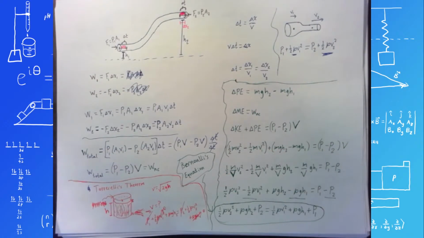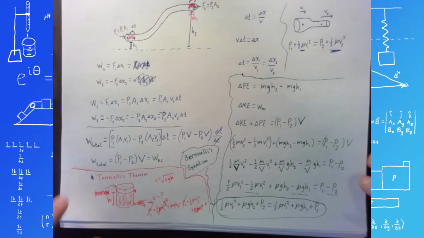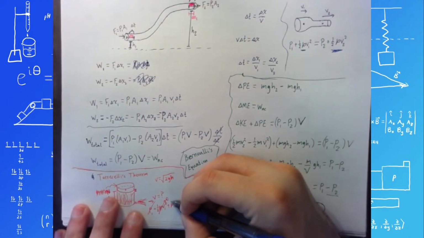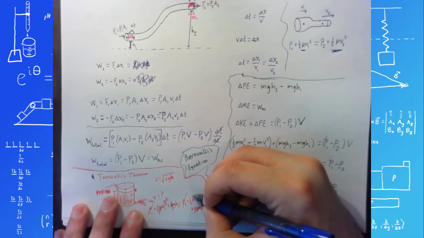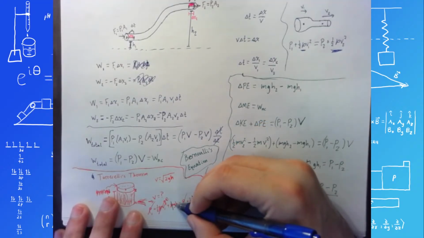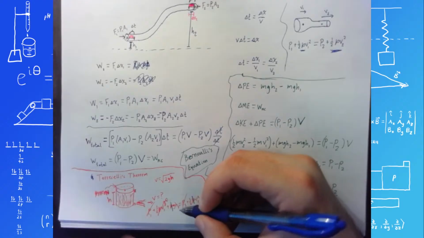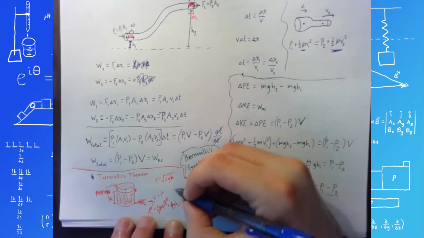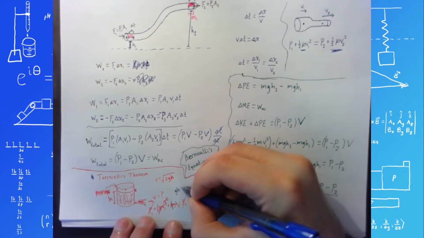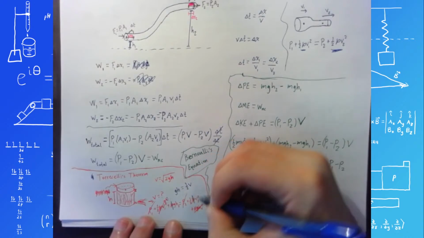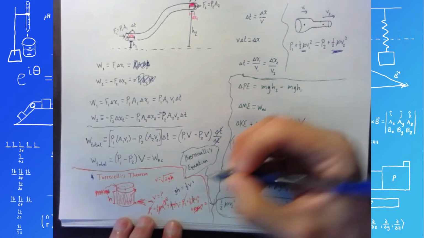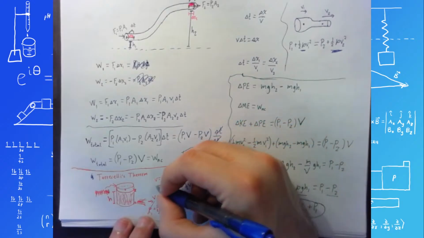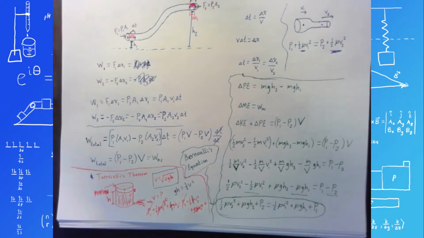Let me do that in a different color because it's starting to look messy. Or, well, if I'm being honest, I think it was messy from the start. And then you get g times h1, which is just this h, is equal to 1/2 v2 squared. So g times h is equal to 1/2 v2 squared, where v2 is just this v over here. Multiply by 2, take the square root. There you go, Torricelli's theorem. That's really all it is.